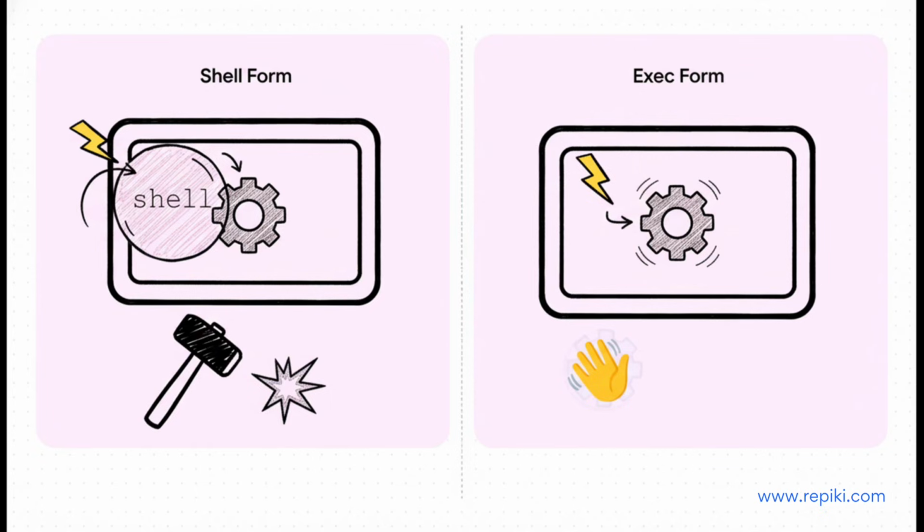That shell can swallow shutdown signals, meaning your app just gets killed forcefully instead of shutting down cleanly. The fix is to use the exec form, the one with brackets and quotes. This makes your application process ID 1, so it gets those signals directly and can perform a graceful shutdown.